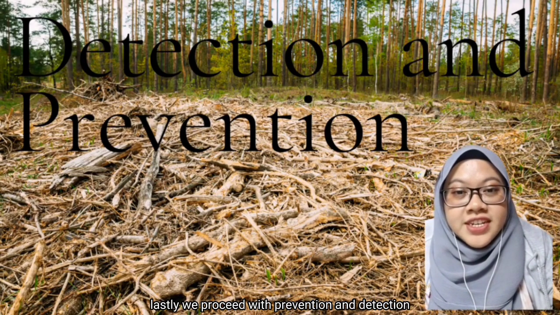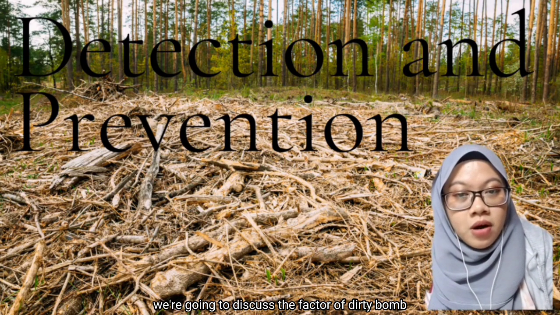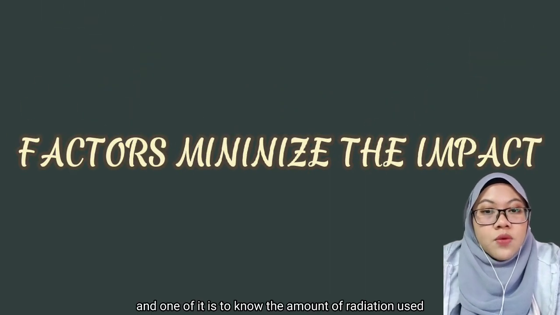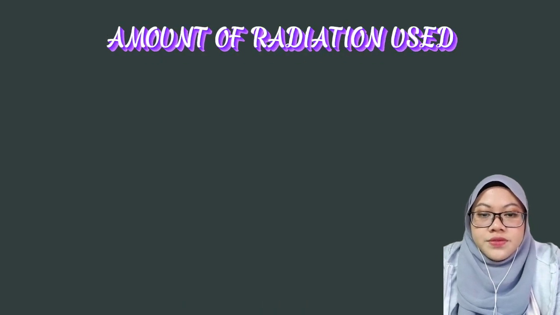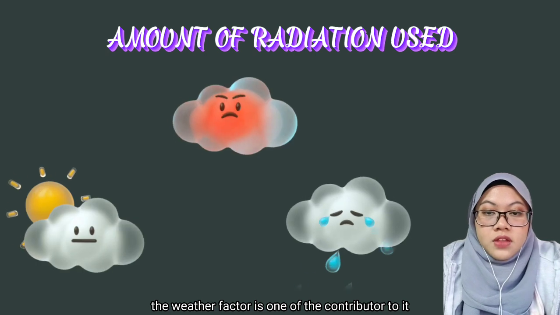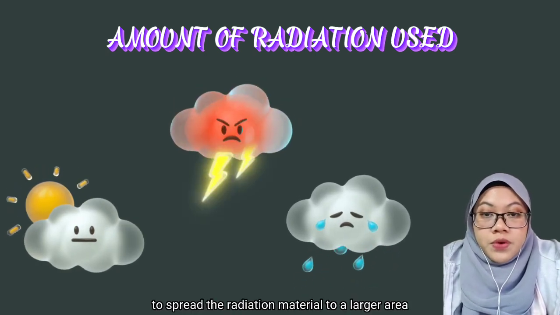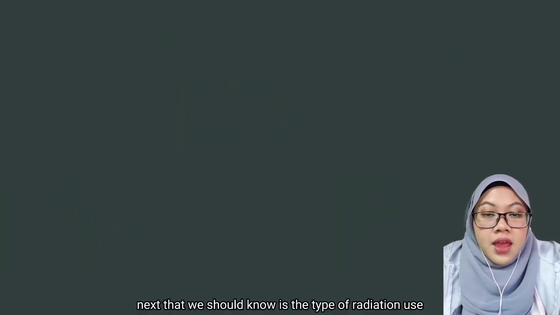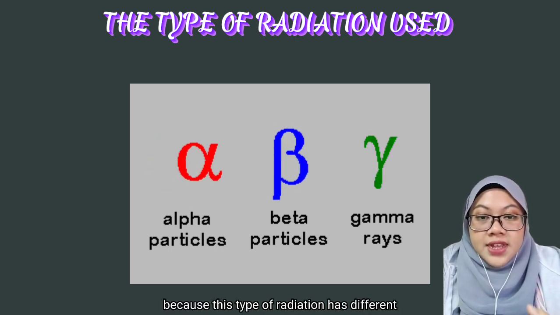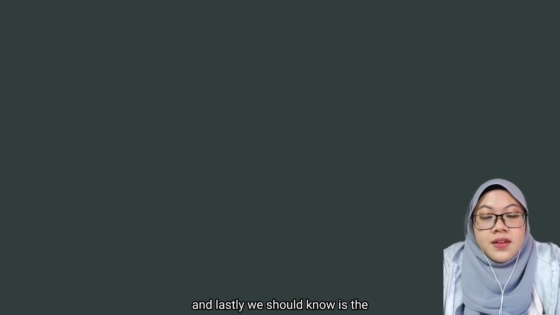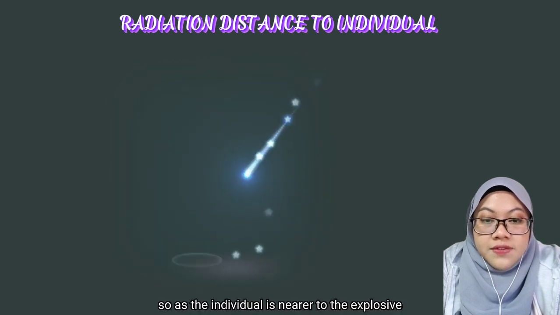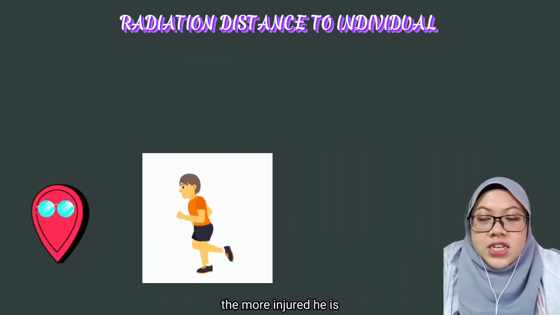Lastly, we proceed with prevention and detection. In this segment, we're going to discuss the factors of a dirty bomb and also what to do if a dirty bomb occurs. There are several factors that determine the impact, and one of them is the amount of radiation used. The bigger the amount of radiation used, the larger the public area contaminated. Furthermore, the weather is a contributing factor, as it is a way to spread the radioactive material to a larger area. Next, we should know the type of radiation used, whether alpha, beta or gamma, because each type has a different level of penetration. And lastly, the distance from the radiation to an individual and the size of the explosive. The nearer the individual is to the explosive, the more injured he is.